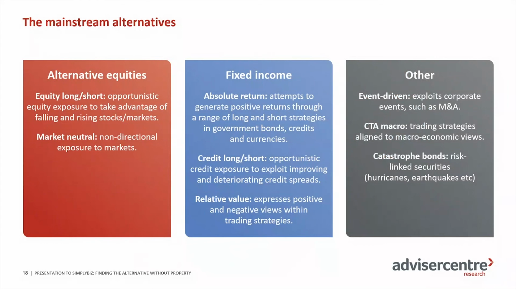We've taken on board that there are alternative equities, traditional long short, market neutral. We've taken on board that within fixed income, there is absolute return, there is credit long short, there is relative value. Each of those expressing a view positively and negatively about fixed income securities. And finally, other: event driven, M&A, CTA macro investing, i.e. just taking positions based on your macroeconomic views, and finally catastrophe bonds, which are risk-linked securities and put you into the insurance world. So there are alternatives, not multitudinous, but there are some.